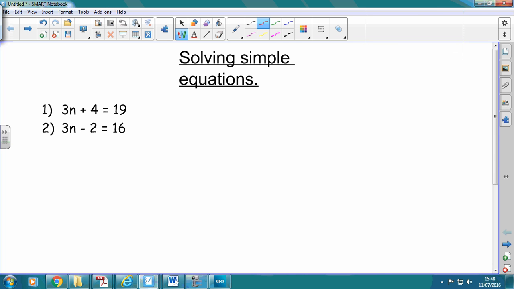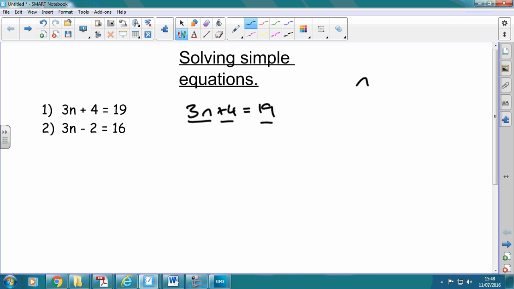Okay, so this is the fourth video, and this is a topic which a lot of people struggle with. So we're going to take this one a little bit slower, and it's just solving simple equations. If we have a look at the first one here, we've got 3 lots of n plus 4, and that's equal to 19. Now, what this means is that I'm thinking of a number, which I'm going to call n, 3 lots of that number, then add 4, and I get to 19.